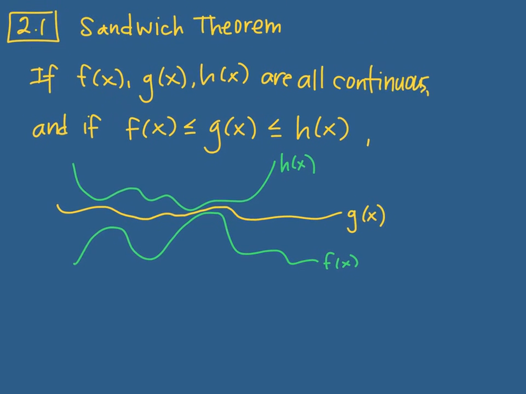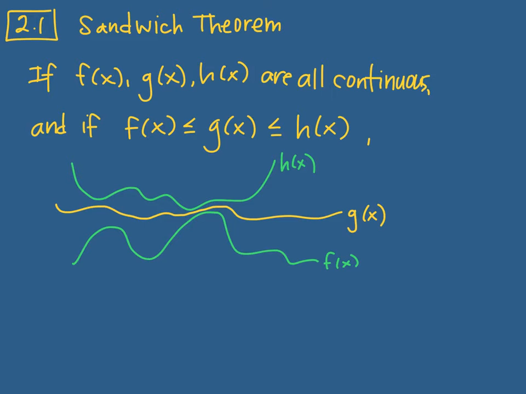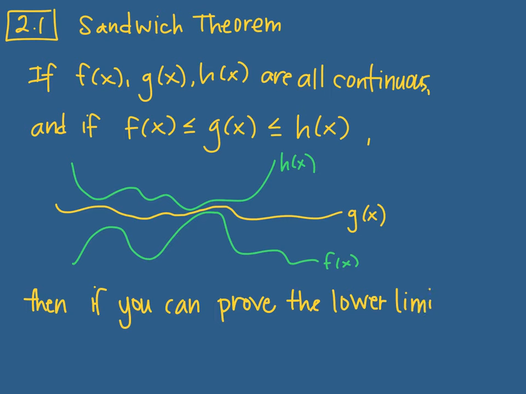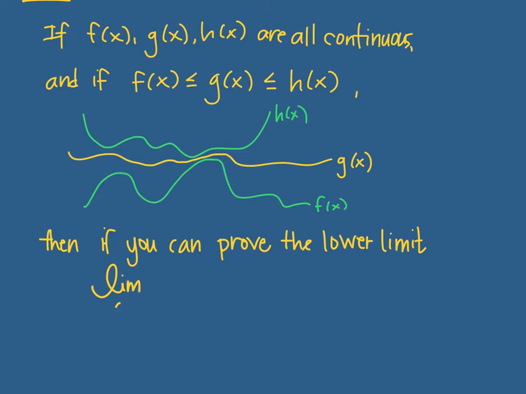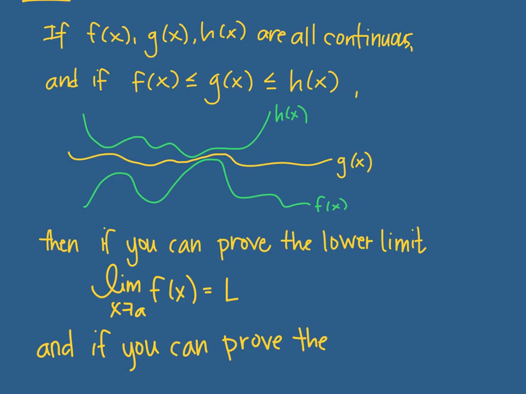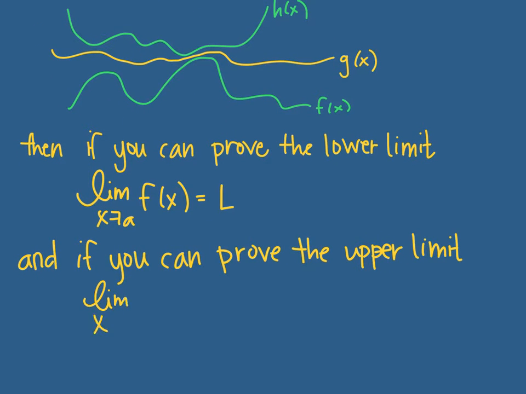All right, so if you've got that, that's your hypothesis. Then, if you can prove the lower limit, as x approaches a of f of x equals L. So if you can prove the limit of the f function, and if you can prove the upper limit, and so the upper limit would be of the h of x function, limit as x approaches a of h of x also equals L.